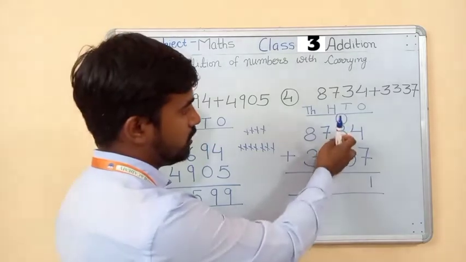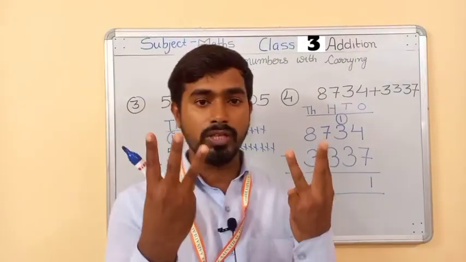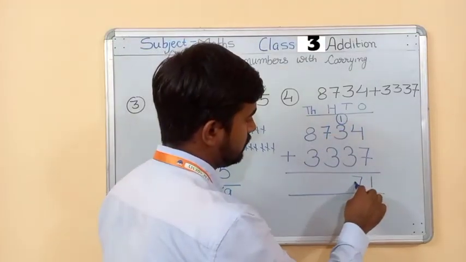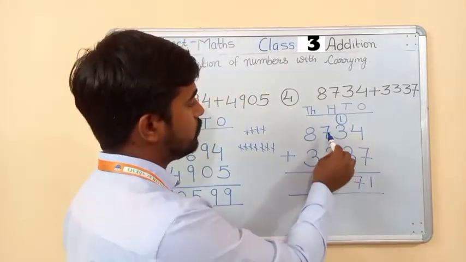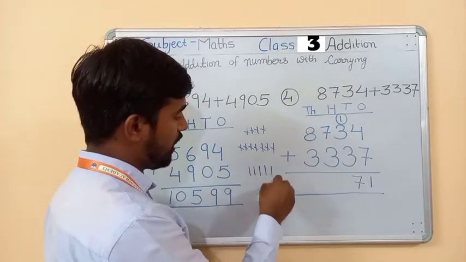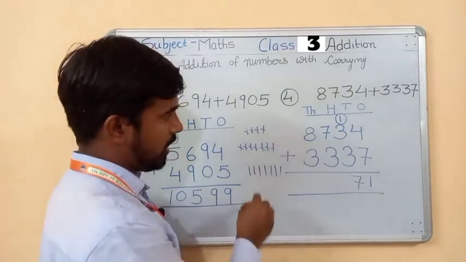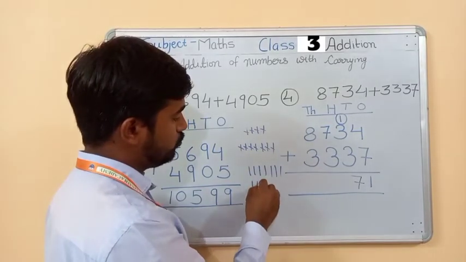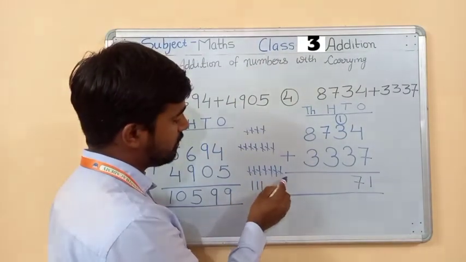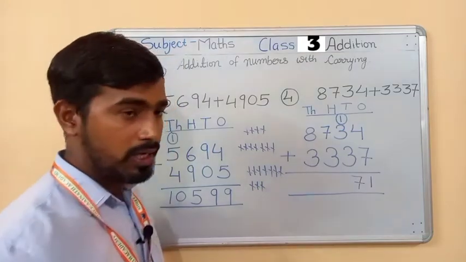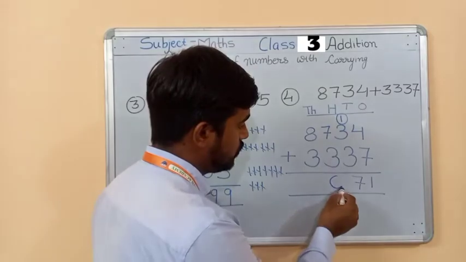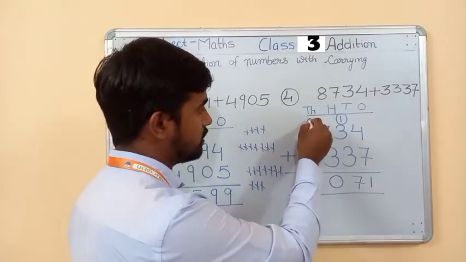Now 3 plus 3. You know how much 3 plus 3 is, don't you? 6. 6 plus 1 is 7. No carry generated. Now 7 plus 3. How to add these numbers? Draw 7 lines, now 3 lines. Add these lines: 1, 2, 3, 4, 5, 6, 7, 8, 9, 10. So 7 plus 3 is 10. Write 0 here, carry forward to the next number.